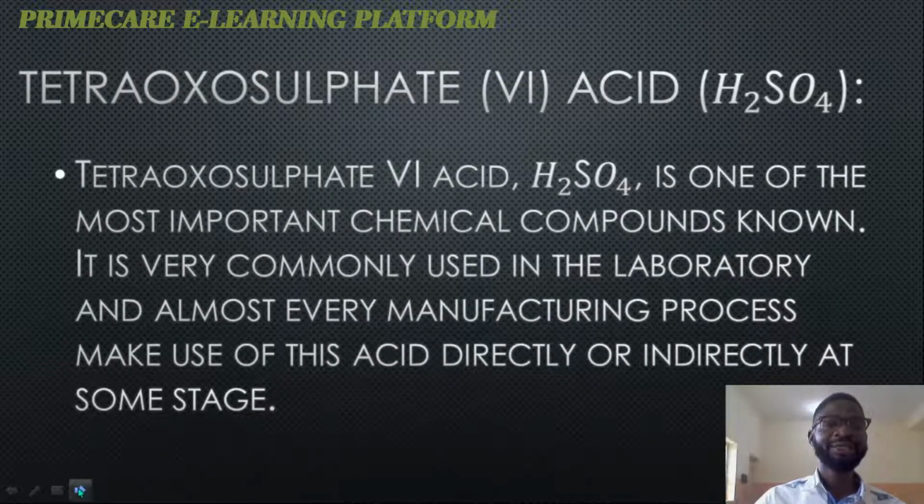So the next is tetraoxosulfate 6 acid. Tetraoxosulfate 6 acid is one of the most important chemical compounds known. It is very commonly used in the laboratory, and also every manufacturing process makes use of this acid directly or indirectly at some stage, and it is nicknamed the king of acids.